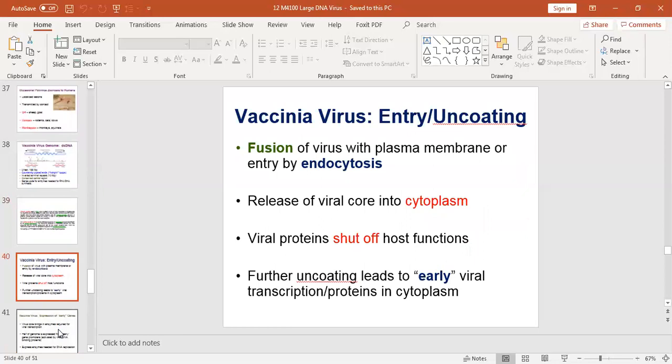So vaccinia virus, let's talk about its entry and uncoating. Vaccinia virus entry can be either via fusion of the virus with the host cell plasma membrane, or it can bind to specific receptors on the host cell surface and enter through receptor-mediated endocytosis.